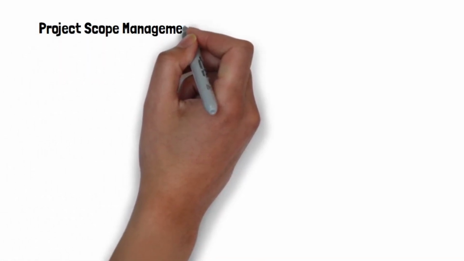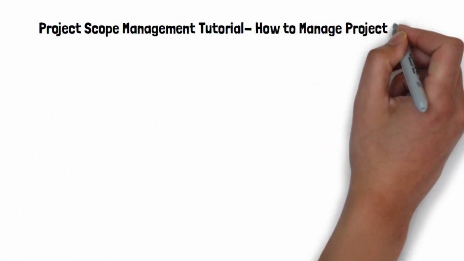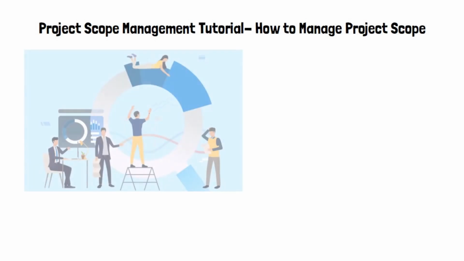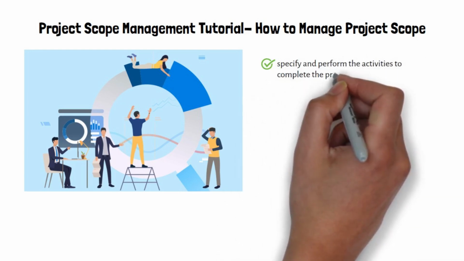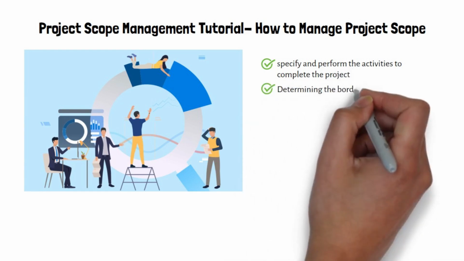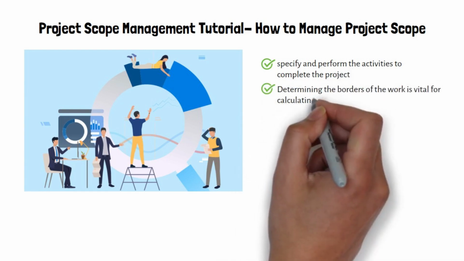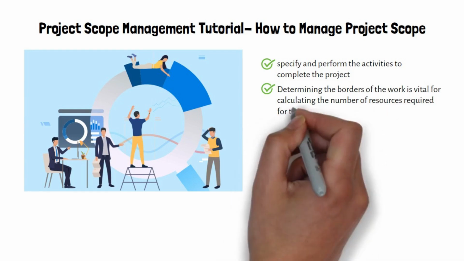Project Scope Management Tutorial: How to manage project scope. The objective of the project scope statement is to define and manage the project's deliverables correctly. Scope management methods and techniques guide project managers to specify and perform the activities to complete the project. Determining the borders of the work is vital for calculating the number of resources required for the tasks.